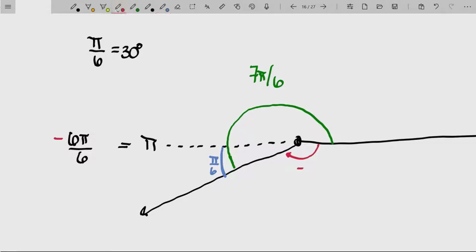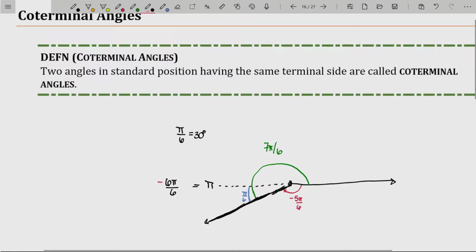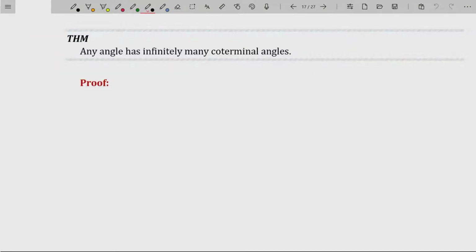I want that in red. So this is what I mean by two angles being coterminal. They share the same terminal side. So 7 pi over 6 and negative 5 pi over 6 are coterminal angles. That's a good example. I need to speak slowly because there's not much in this video.